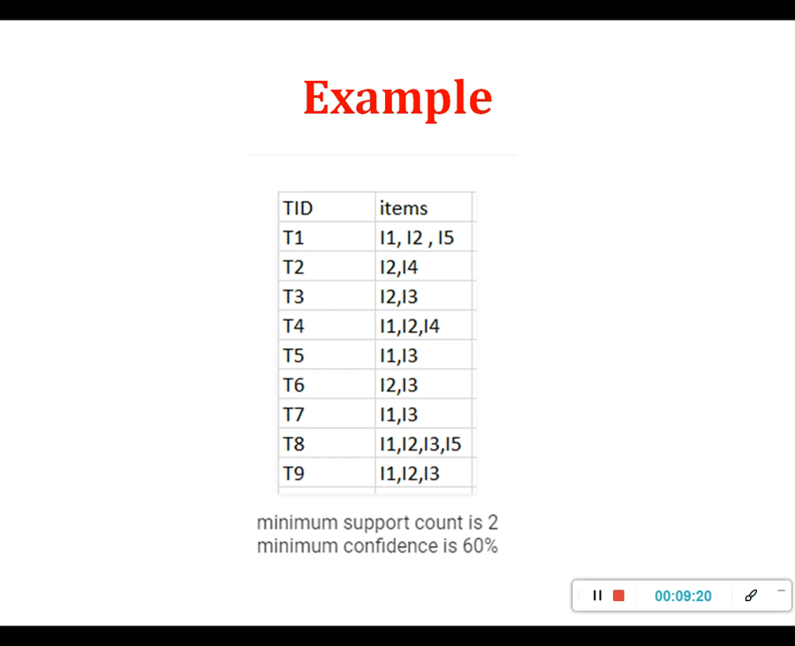T2 is having items like I2 and I4 likewise. So these transactions and their IDs are given, and a total of 9 is the count for the number of transactions. Now the minimum support is provided, and whenever you are going to find out whether your item set is frequent or not, this minimum support threshold should be maintained. Means whatever the frequency count of an item, that should be greater than or equal to this minimum support count, that is nothing but 2. And again the minimum confidence is also given, that is 60%.